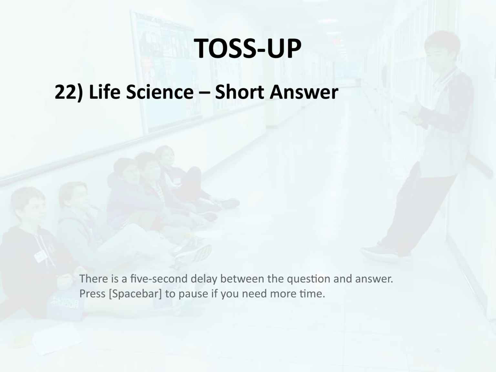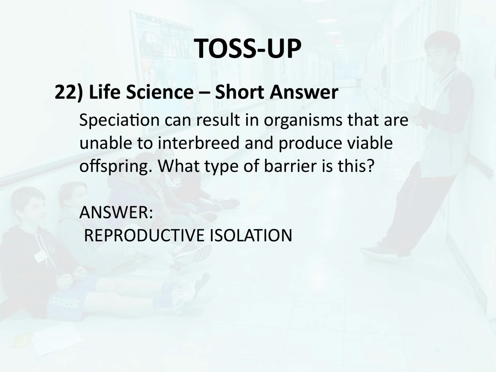Toss-up, 22. Life science, short answer. Speciation can result in organisms that are unable to interbreed and produce viable offspring. What type of barrier is this? Answer: reproductive isolation.